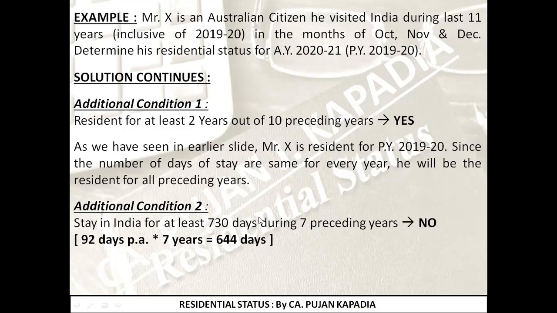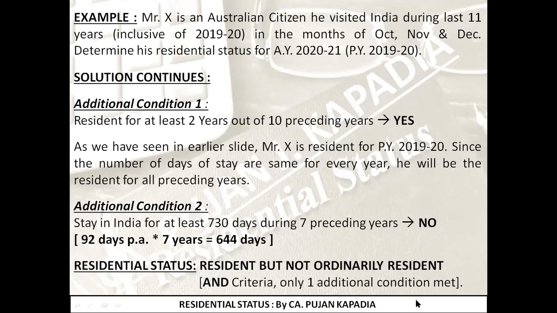So from this analysis, what I'm getting to know is my additional condition 1 is being fulfilled. However, my additional condition 2 is not being fulfilled. But in additional conditions, we had learned that there is an 'and' criteria, as a result of which, if both the conditions are fulfilled, then and only then I can say that a person is resident and ordinary resident. But even if one condition is not satisfied, then he would be resident but not ordinary resident. So here is your answer. Mr. X will be termed as resident but not ordinary resident.